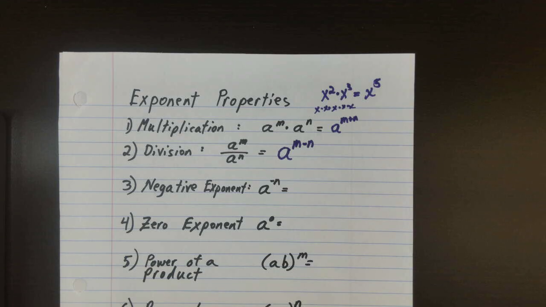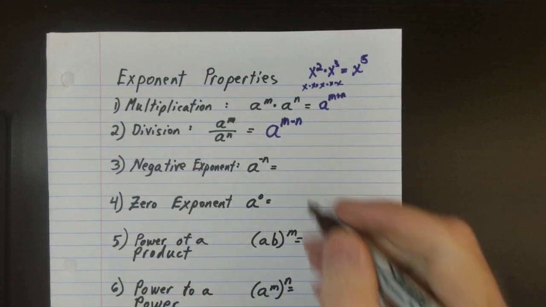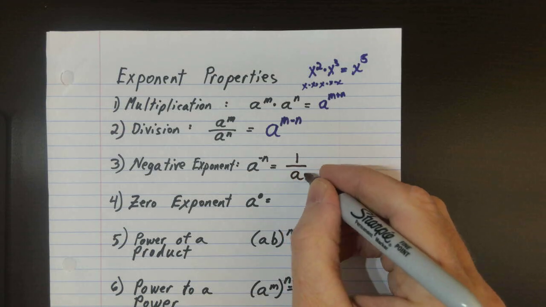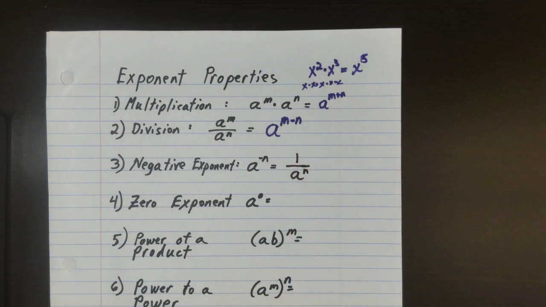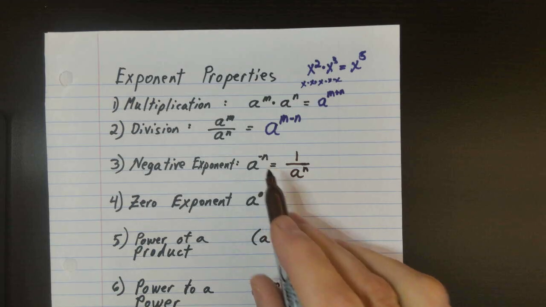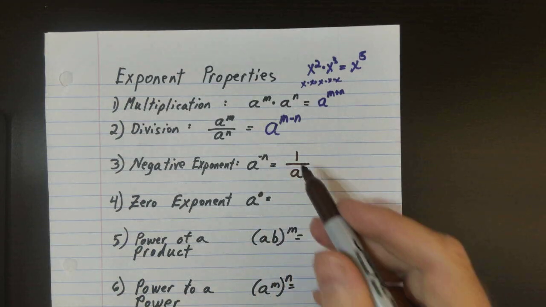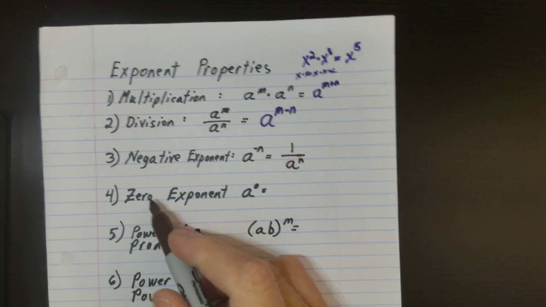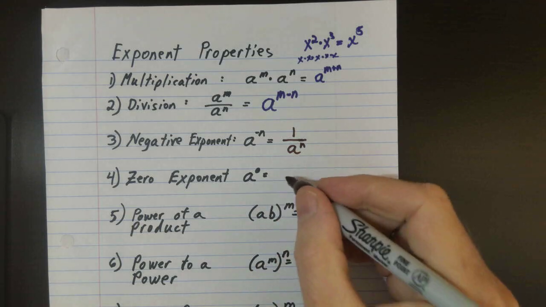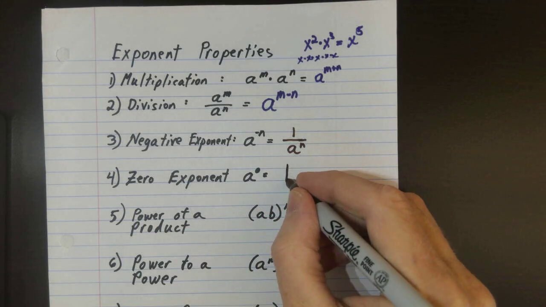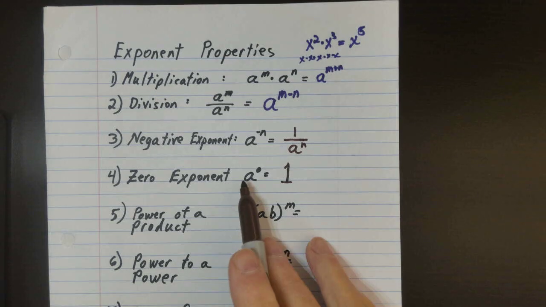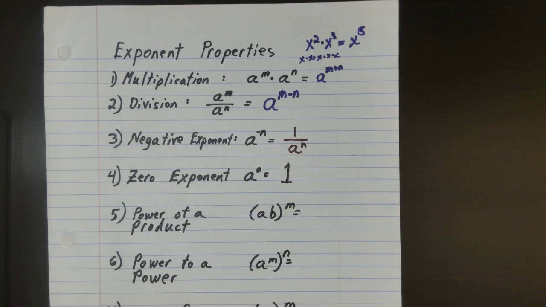And then when you have a negative exponent, you rewrite that as the reciprocal of the positive exponent. So a to the negative nth power is the reciprocal of a to the nth power, which we usually write as 1 over a to the nth power. Zero exponent property: anything to the power of 0 is 1. A is not 0 in this case, though.